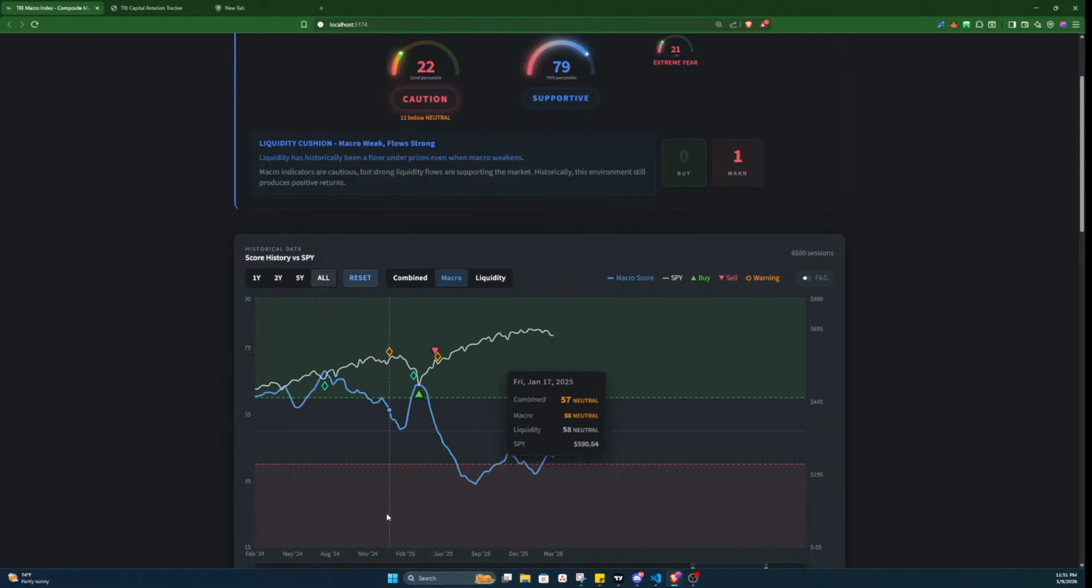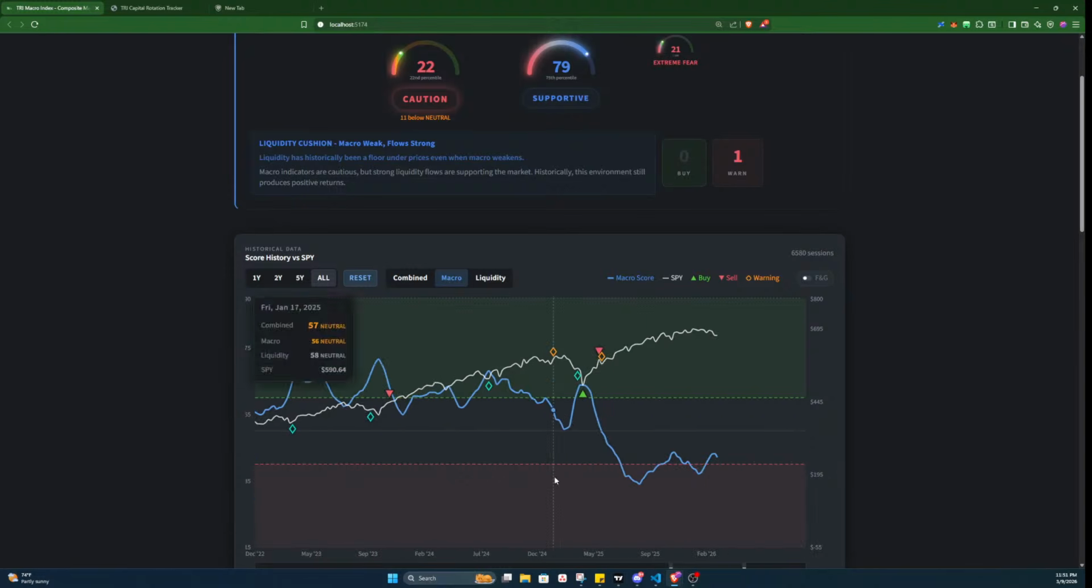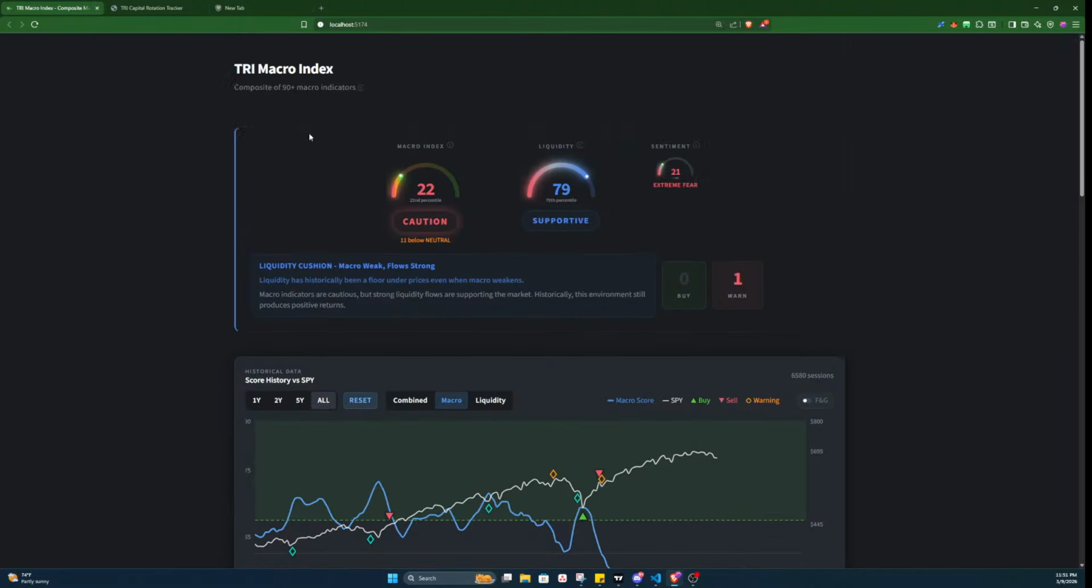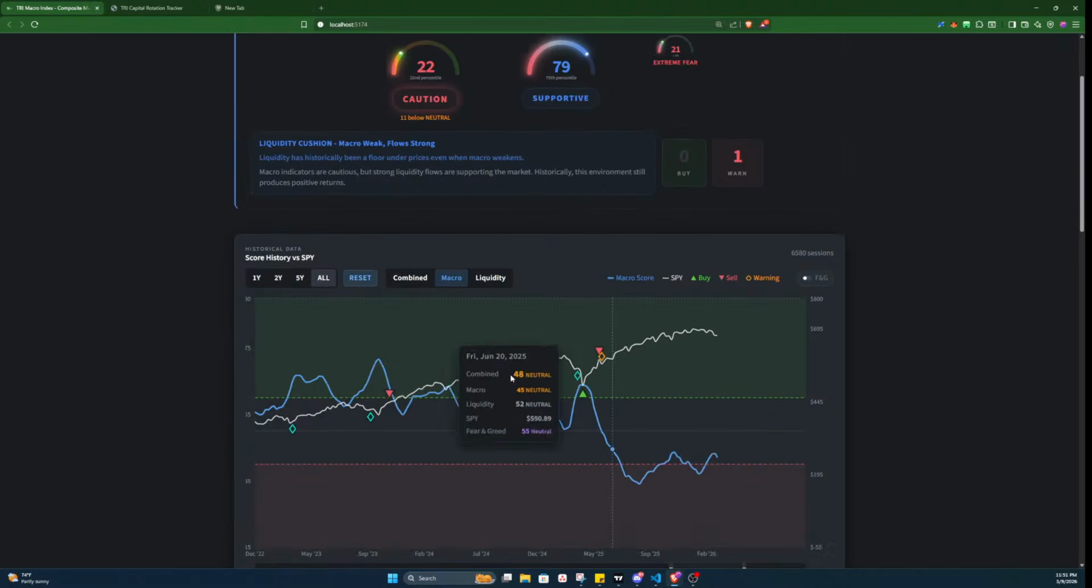Now keep in mind, this is not every macro indicator. This is just the ones that I tested that actually work. It's only like 15 different ones. Okay? There's like 90 different things you can look at, but these are the 15 that show they have a track record of consistency.